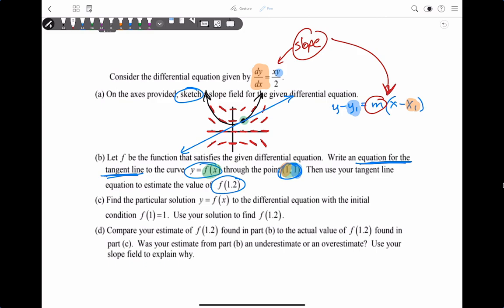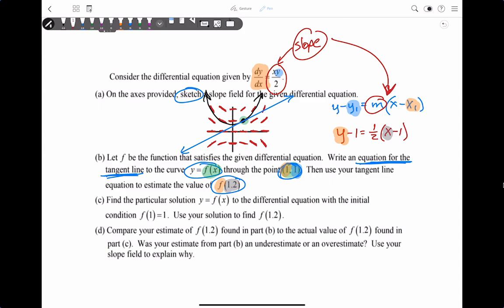So at (1, 1), by plugging it over here, we know that the slope became 1/2. So we're going to put 1/2 for a slope, x minus 1, and then y minus 1. Now, this is the equation that will help us approximate what the y value is at 1.2. We just have to put 1.2 right here in this equation.